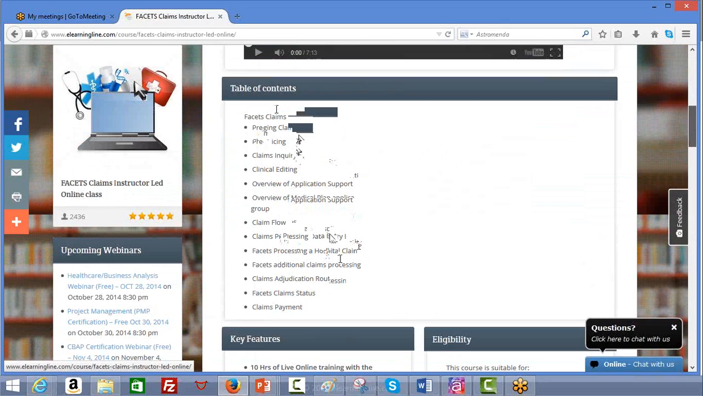What is the claim adjudication routine? Behind the scenes, when the claim is getting processed, what is happening? Those rules will be explained. Then what are the different statuses the claim goes through throughout the cycle before the payment is made, and then how the claim payment works. So this is more from your claim processing and the claim module side.